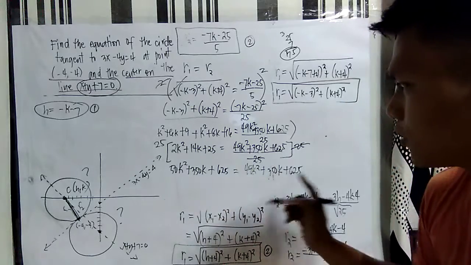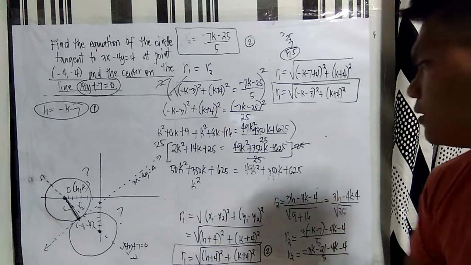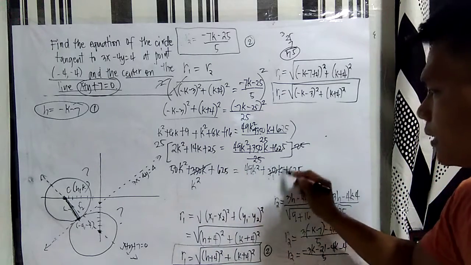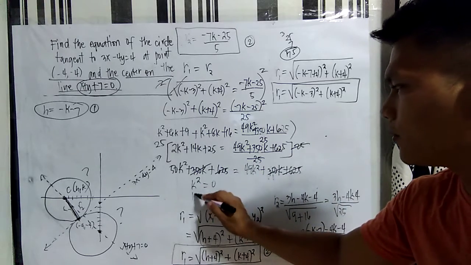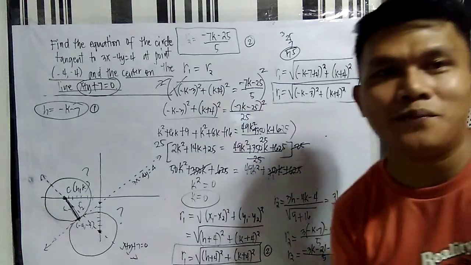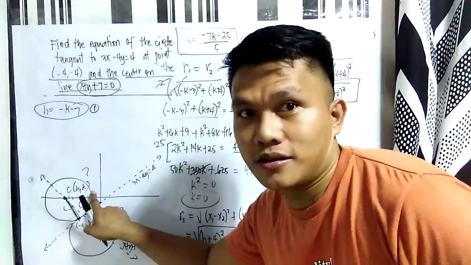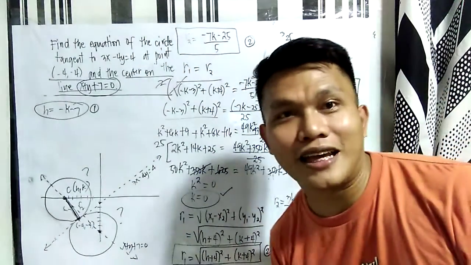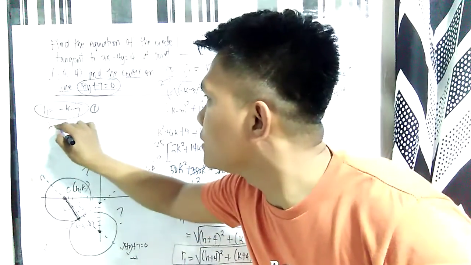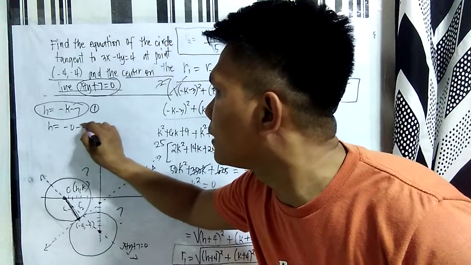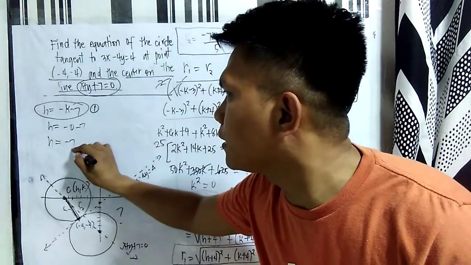Next is combining like terms. 50k squared minus 49k squared, that is k squared. 350, pag niliban doon, magiging negative. 625, pag niliban, magiging 0. So k squared equals 0. Our k is equal to 0. Tandaan natin that our center is at (h, k). Meron na tayong value ng k. Ang kailangan natin ay value ng h. So para makuha natin ang value ng h, dito tayo kukuha. h is equal to negative 0 minus k. Since we don't have negative 0, therefore h is equal to negative 7.